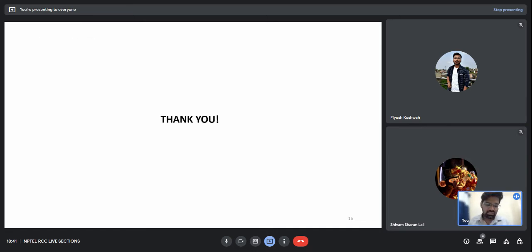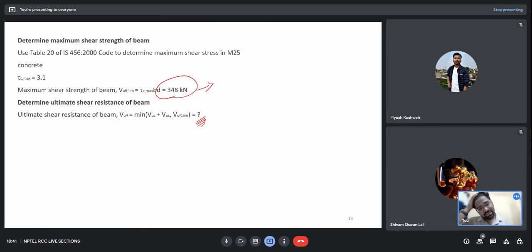This was all about today's class. Now, also one more thing I would like to tell you. There is also one more concept in shear reinforcement, that is the concept of bent up bars. The bent up bars we usually provide when the amount of shear is very high.